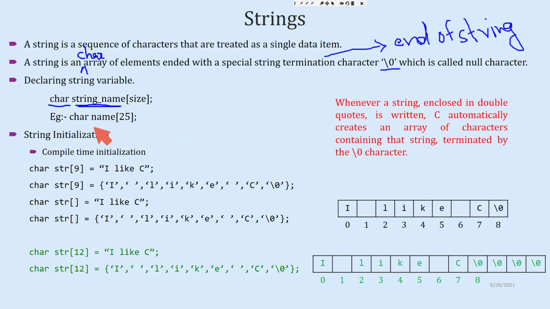The declaration char name[25] means it can store a maximum of 24 characters. The actual size is 25, but it can only store 24 characters because we are going to store \0 in the last cell. Actually, \0 is also considered a character, but we can't see it. So the visible characters which can be stored in this array are 24.